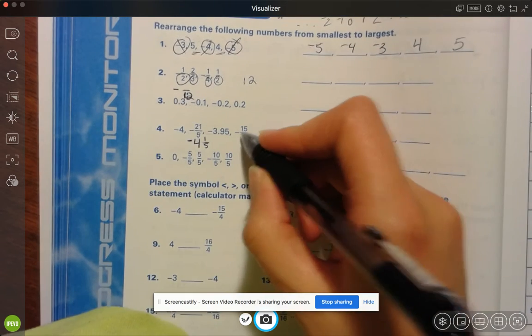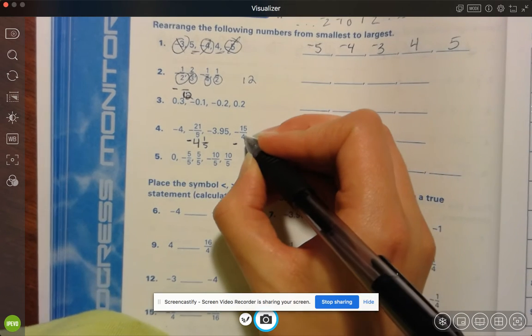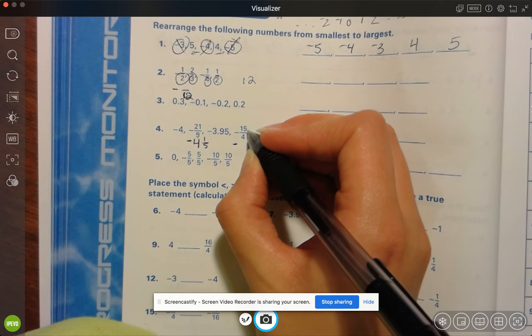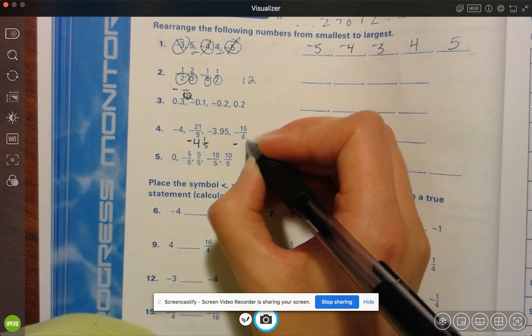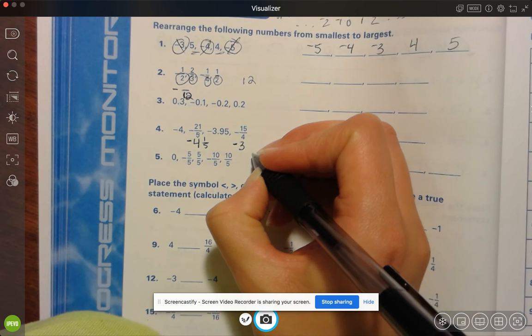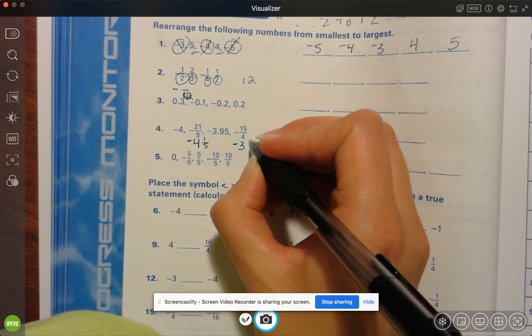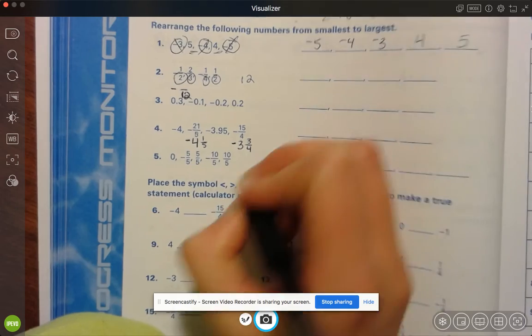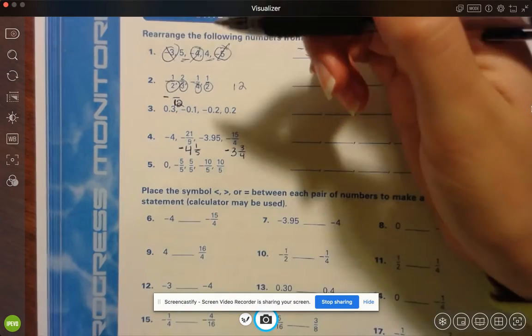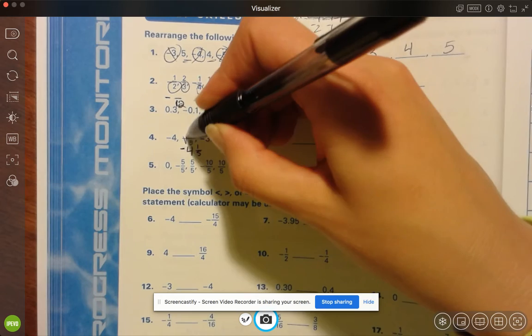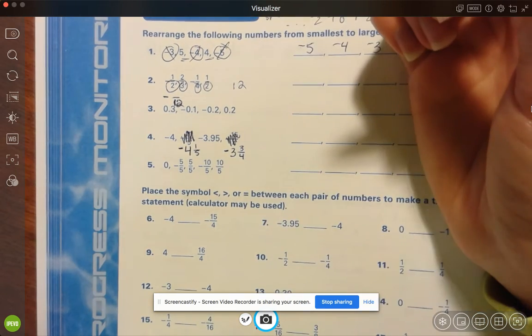Then we'll do the same thing here with this one. It'll still be negative. How many times does 4 go into 15? Well, 4 times 4 is 16, that's too much, so it'll be 3. 4 times 3 is 12. 15 minus 12 is 3. So negative 3 and 3/4. That makes it a little bit easier. I'm going to scribble these out so I don't get too confused.